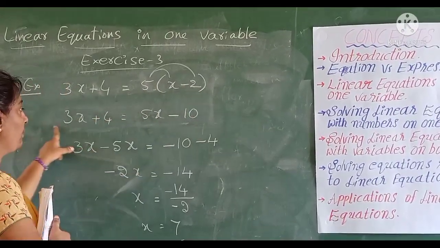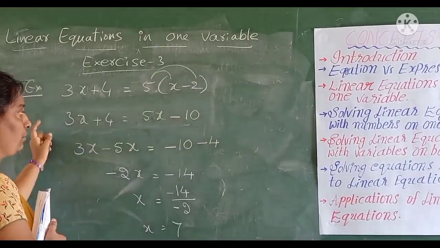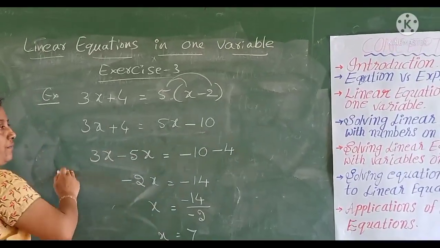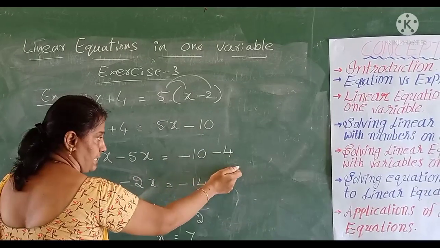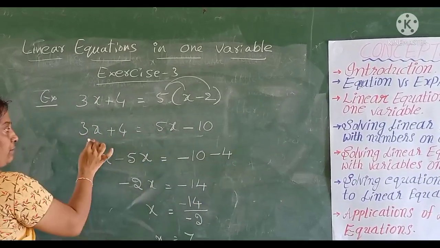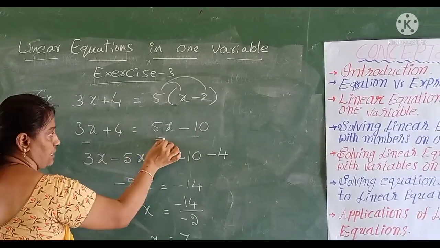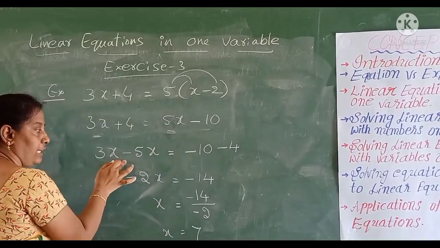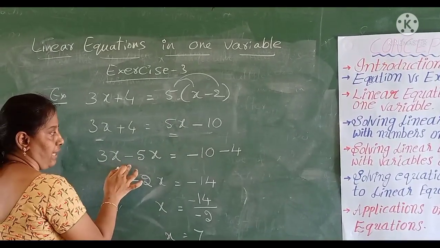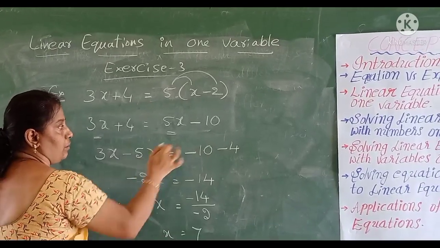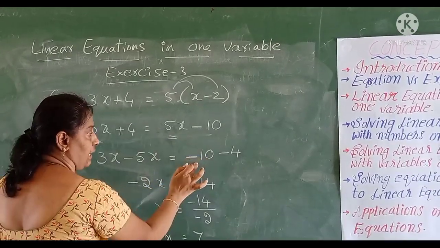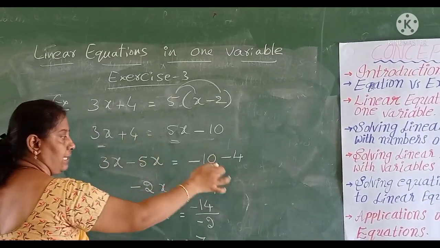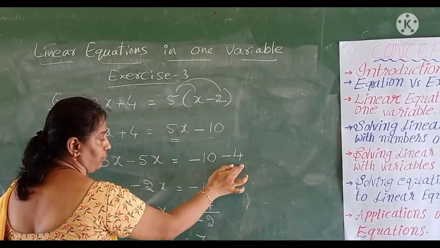Like the previous problem, how do we solve? Move the variables to the left side and the constants to the right side. The variables are 3x and 5x. 5x on the right side, moving to the left side, it will become negative, minus 5x. Minus 10 is already on the right side. Plus 4 on the left hand side, moving to the right side, it will become negative 4.